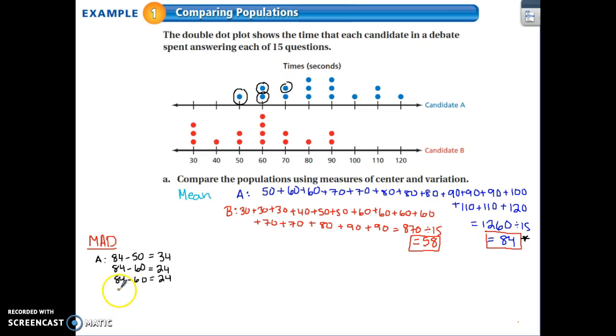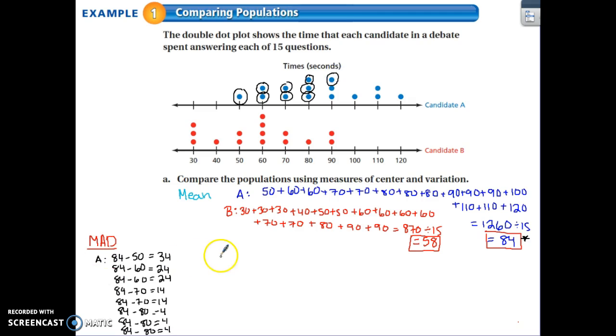Repeating that for the fourth dot, which is 70, I have 84 take away 70, which is 14. Again, I have another 70, so 84 take away 70, I get 14. The next three dots are all 80, so 84 take away 80 gives me 4. Again, 84 take away 80 gives me 4. And lastly, 84 take away 80 gives me 4.